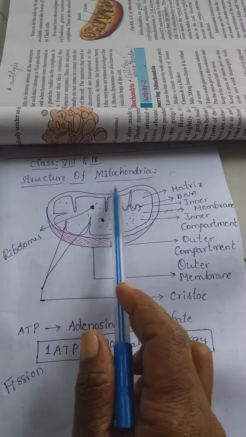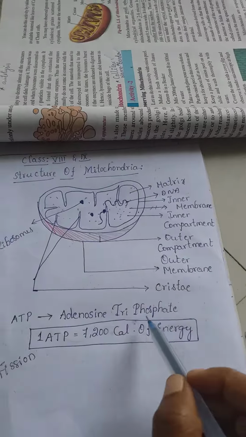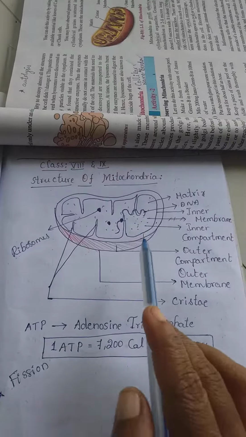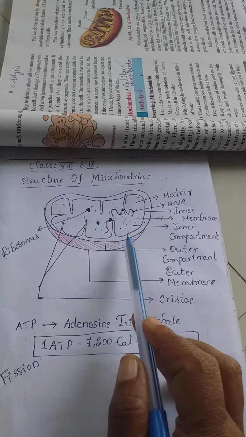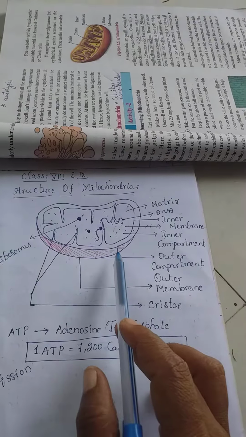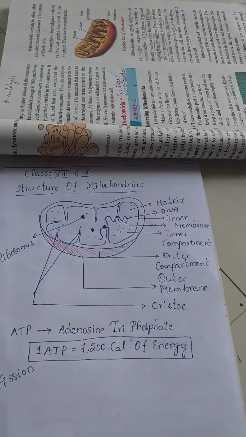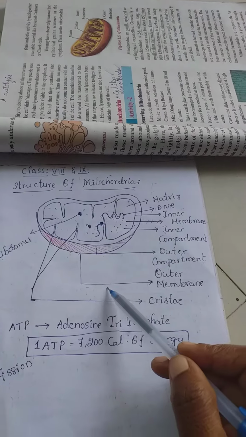This is the structural view of the mitochondria. You know, it is called the powerhouse of the cell because it produces and stores energy. What are the uses of mitochondria? It is helpful to store energy and generates energy, which is useful for all cellular activities.